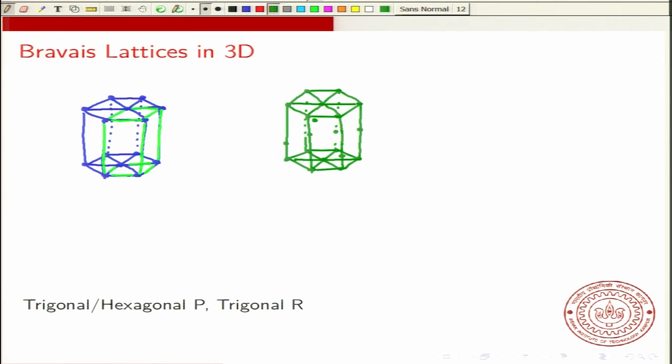So the way this turns out to be a Bravais lattice is if you look at the point in the following sense. So you look at this. Maybe I should use a different color. Let me just try it again.